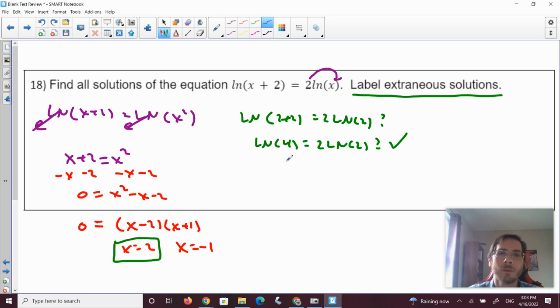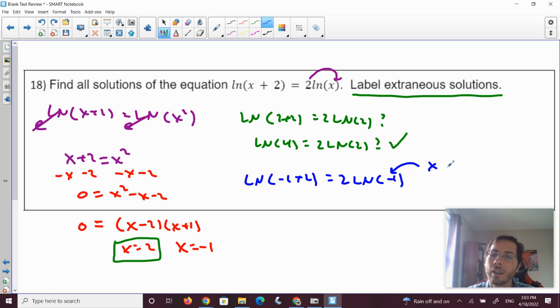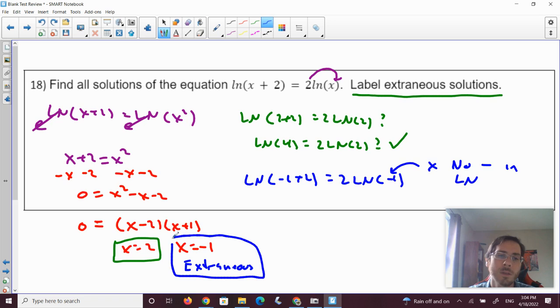All right, we try out negative 1. So ln of negative 1 plus 2 equals 2 ln of negative 1. And right away we can see you're not allowed to put a negative in the logarithms. So we can't put that negative inside the ln, so this one is extraneous. So we don't want to pick this one, but we do need to label it as an extraneous solution because that's what the instructions tell us to do.